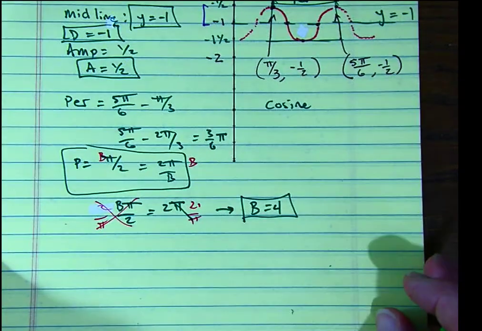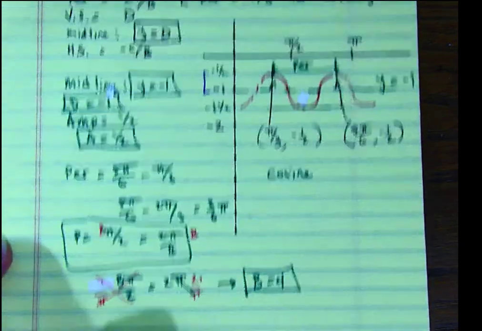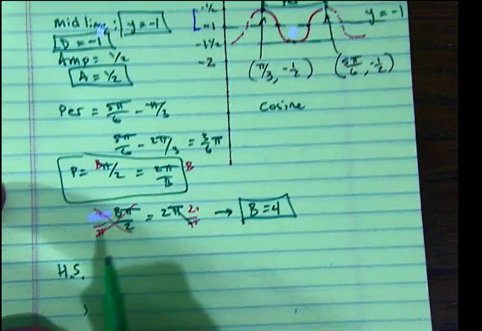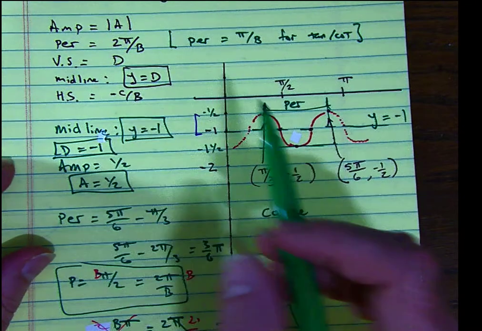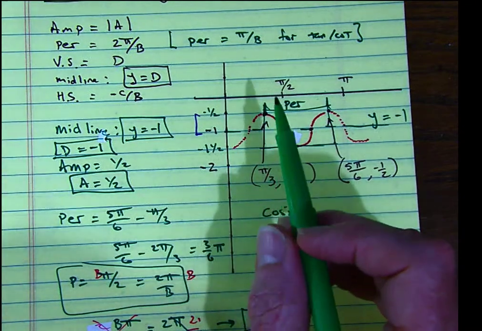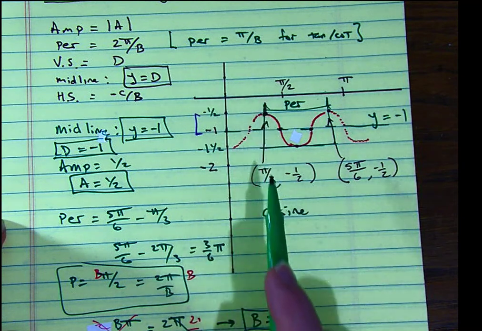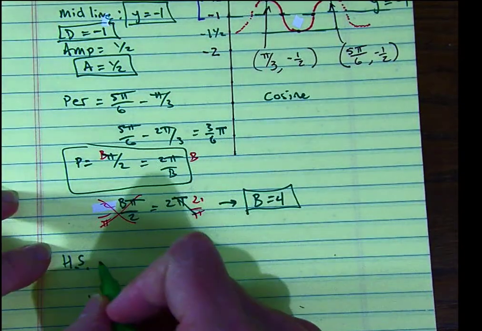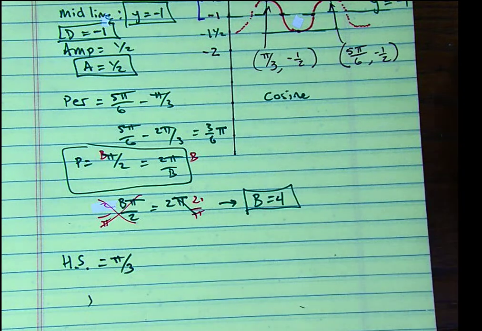We are down to one last thing. The horizontal shift. If we could see the horizontal shift on the picture, we'd know the horizontal shift amount. And then we have a formula for horizontal shift. We could solve for C. And we can see the horizontal shift. It moved off of the y-axis by pi thirds. So the horizontal shift is equal to pi thirds. That we got from the picture.